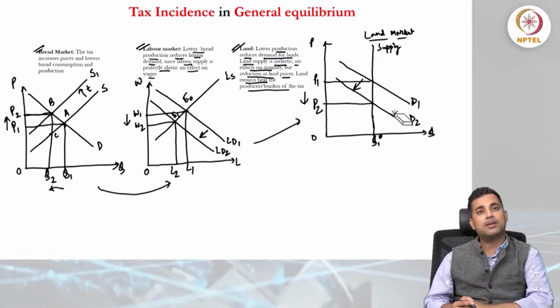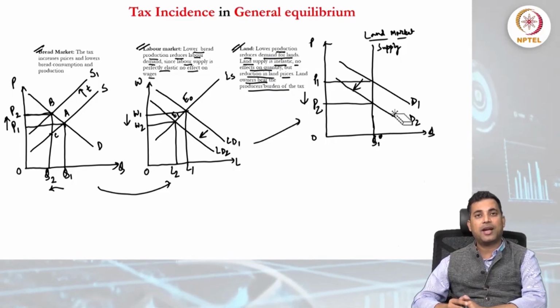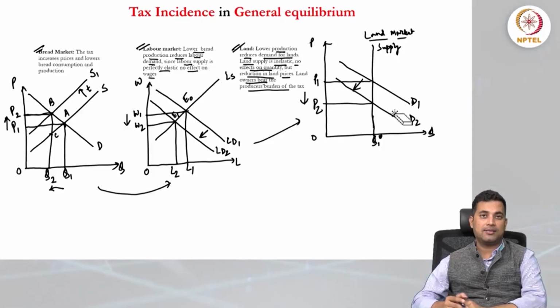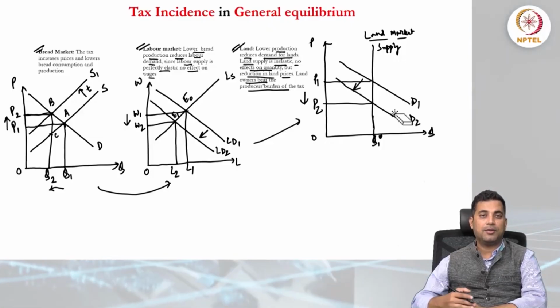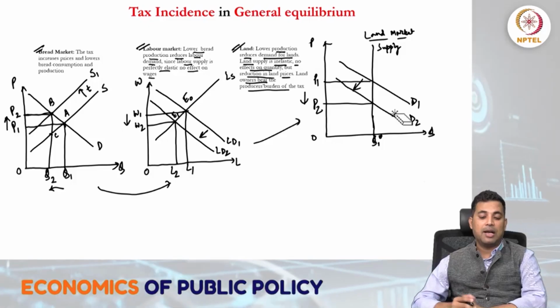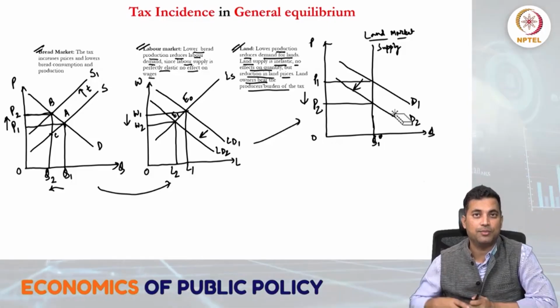So this is just one example to show how tax incidence has multi-market effects, which we can discuss with the help of general equilibrium. This is the purpose for which I had shown you this.